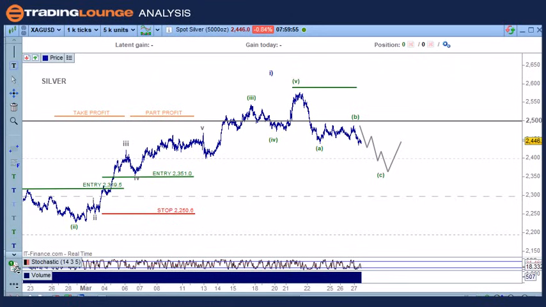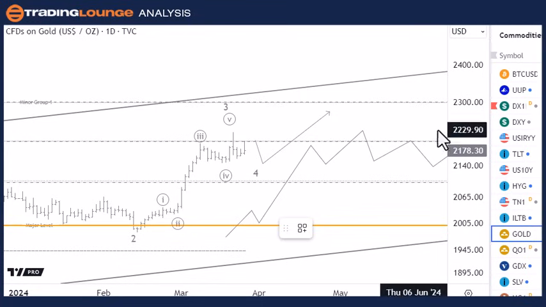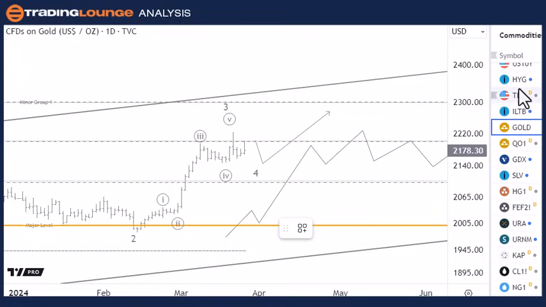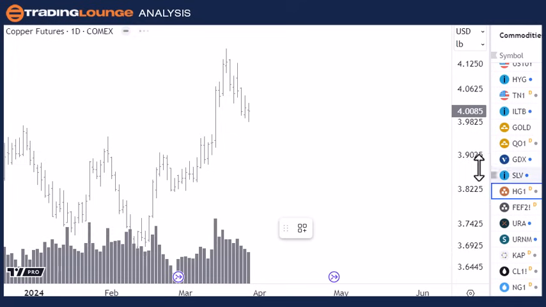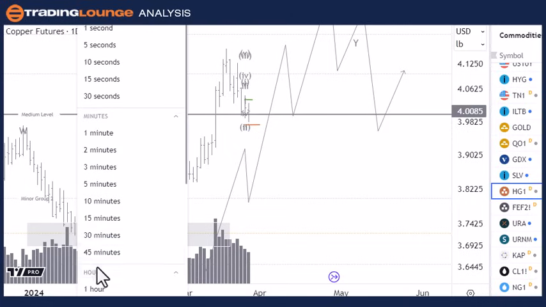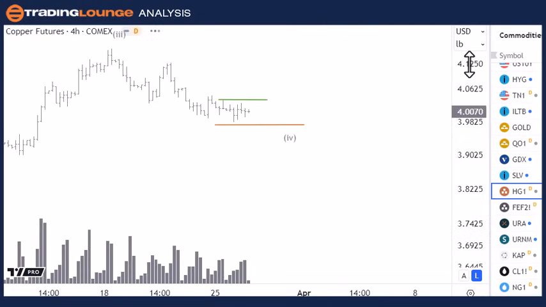Okay, so that's the gold market, and just come back in over here, and what we've got to look at next is base metals. Let me just get my list up here. So base metals, first up is copper, and it's a bit messy in there, so let's just go to a 4-hour chart here.